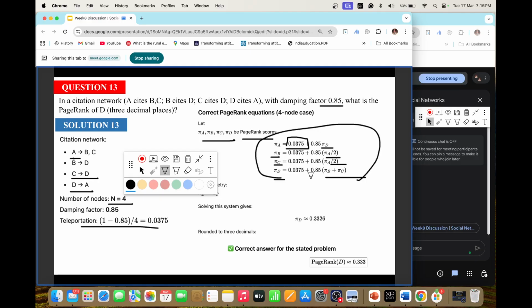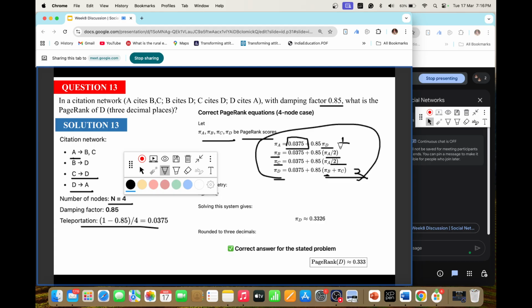Now we have to solve the equation. How will we solve it? Let's say this is equation number 1, and this is equation number 2. These two equations are the same, so pi B equals pi C. So here pi B plus pi B is 2 pi B, but this pi B is related to pi A.